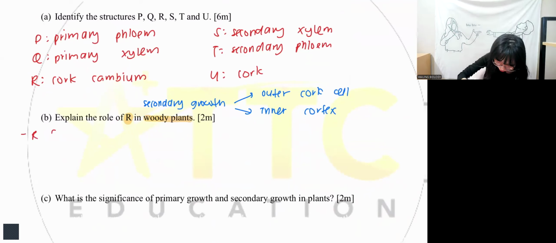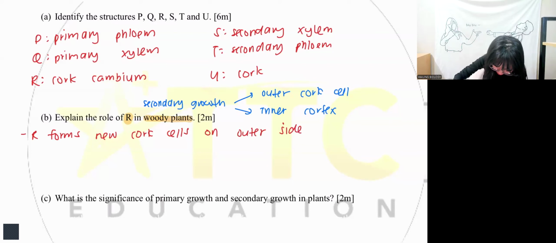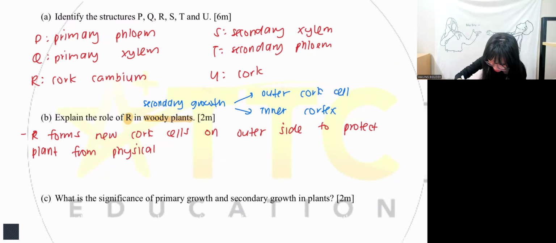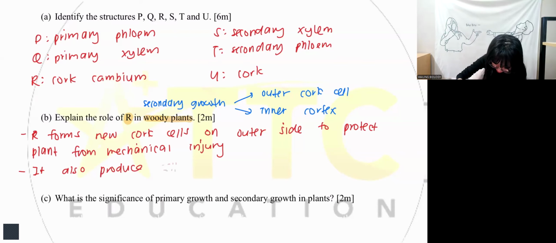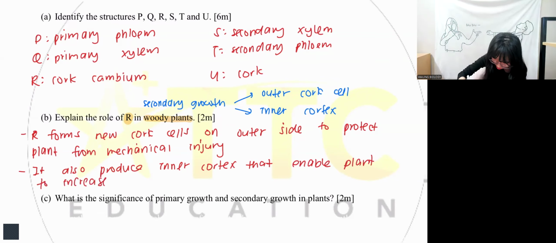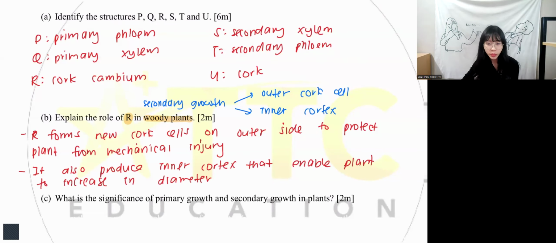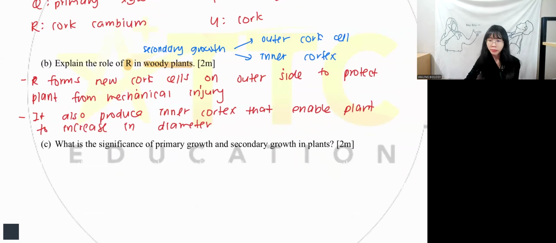In two sentences, we have to say, R forms new cork cell on outer side to protect plant from physical, or you can say mechanical injury, that's better, for mechanical injury. Next, it also produces inner cortex that enables plant to increase in diameter, because it's a secondary growth, so they will increase in diameter. Done? Let me know.